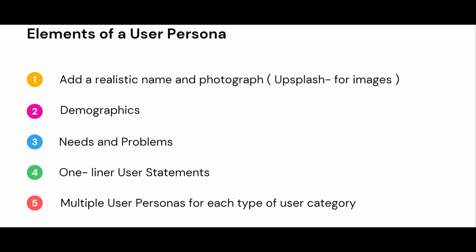Let's say you've interviewed people of the age group of 18 to 60 and you observe that few of your users are tech savvy. So their needs and problems would be very different from the other category of people who are not very tech savvy. So depending upon this category of users, you create two different personas or more.